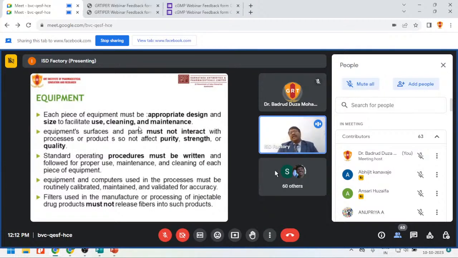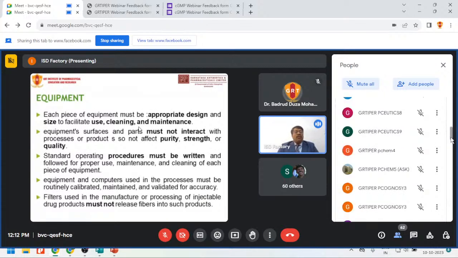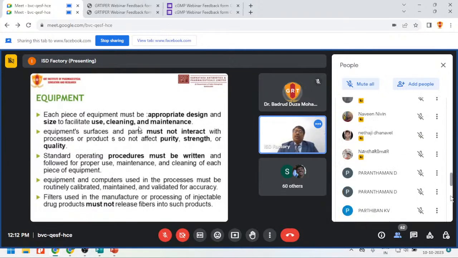When they come, they will first review the SOPs, how we are maintaining the SOPs in the organization, in the company. They will check the proper usage, maintenance and cleaning of the equipment, how we are doing it, and it will go into detail.